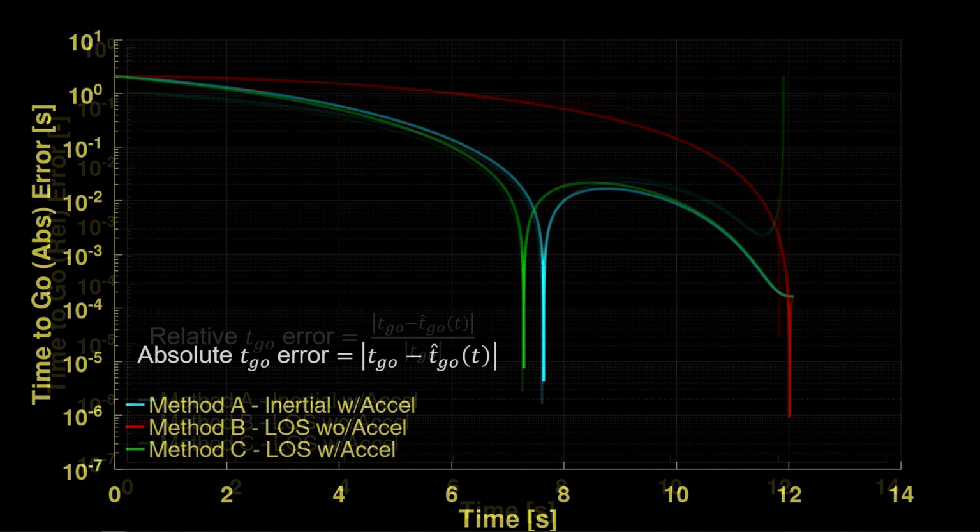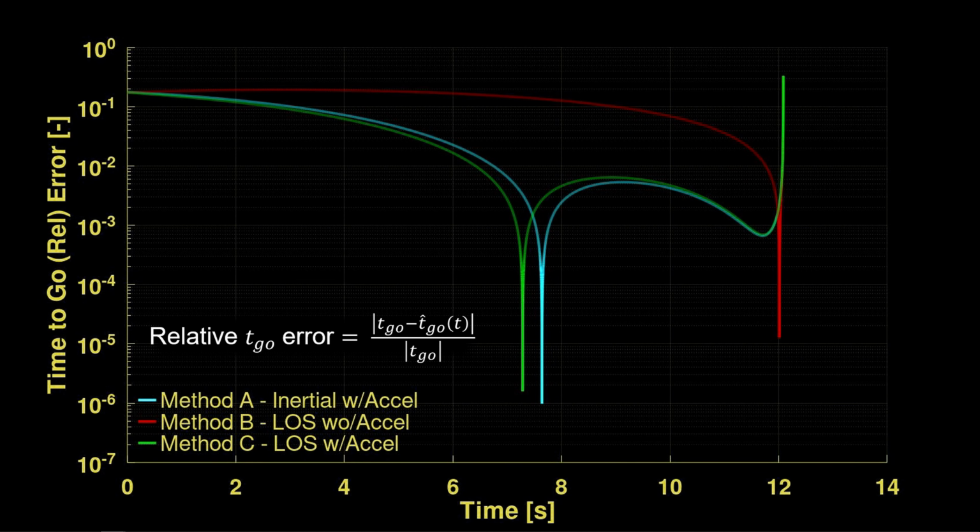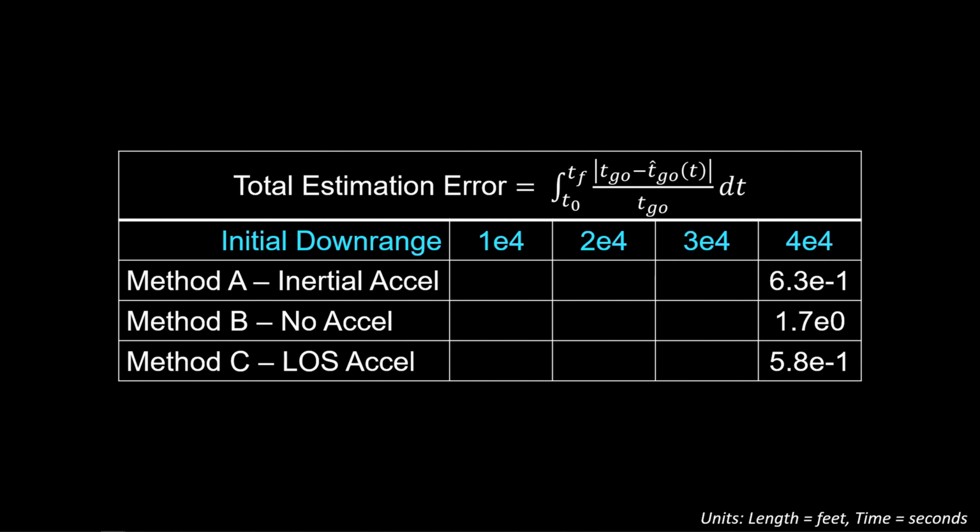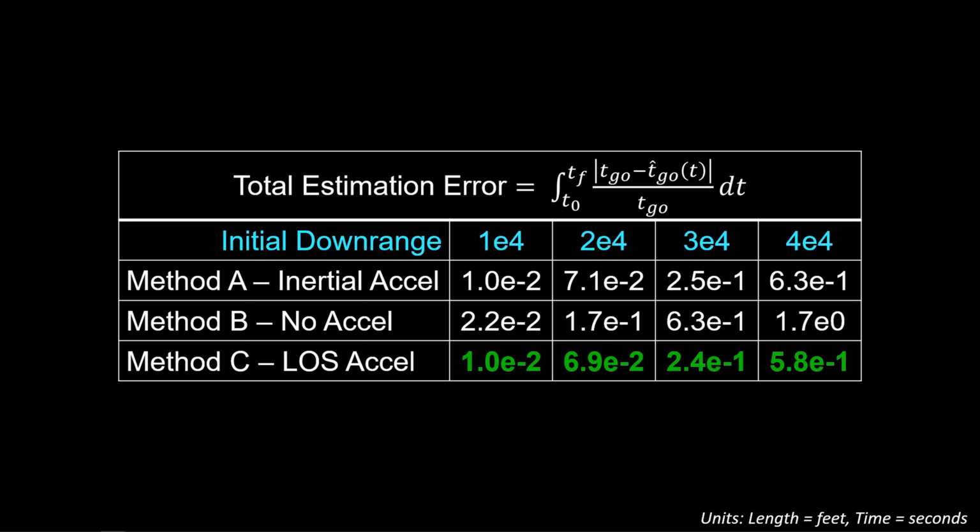The relative error plot prior to intercept shows the initial 20% error reduces to about 0.1%. Integrating the relative error over time, we see that methods A and C are about 3 times smaller than method B's error. For the other ranges, the error of methods A and C are 2 to 3 times smaller than method B, which does not account for acceleration.